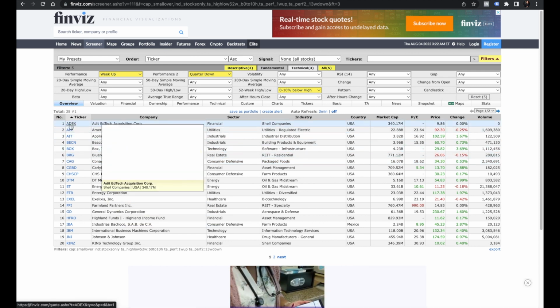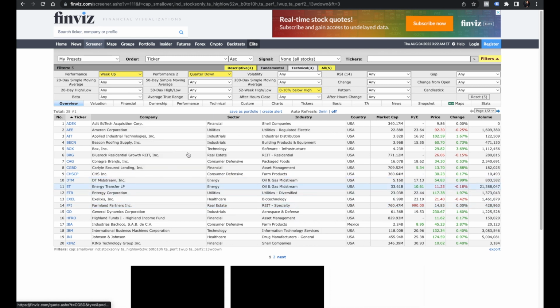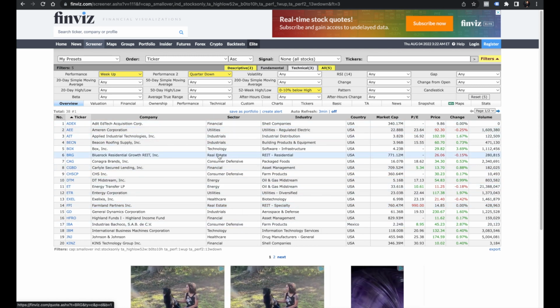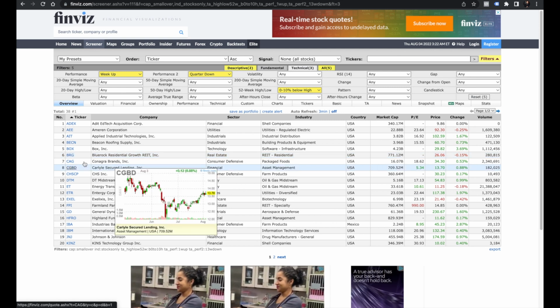And you can go through these over here. You can look at the charts, or you can go through the sectors, the industries. You can go like, hey, I don't like real estate right now. I think it's going to dump. So let's go here and look at that chart.